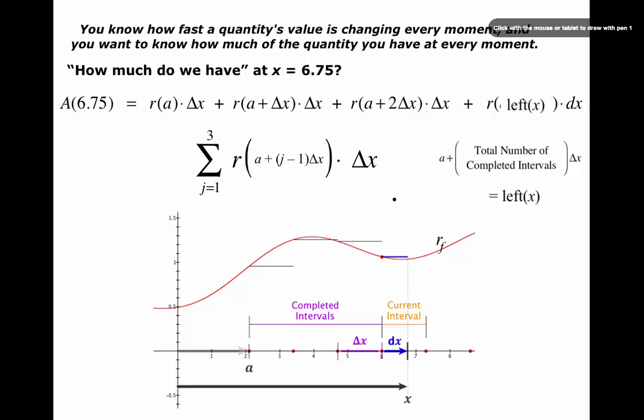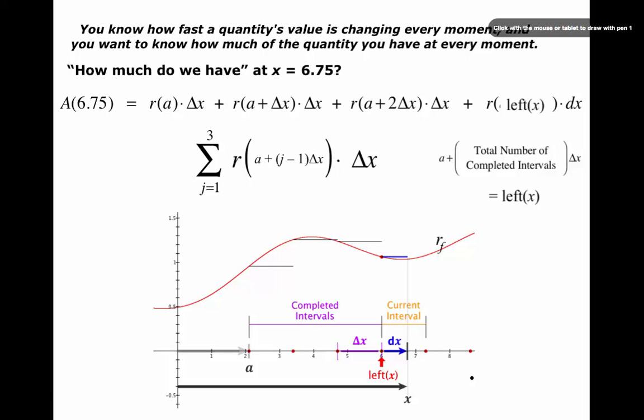That adds a new tool to our diagram. Left x is the left side of the current interval only. We already talked about the left sides of the completed intervals over here. These are not left x. Left x is only the x value at the left side of the current interval. So we will always add all the completed intervals plus a to get left x. A plus total number of completed intervals times delta x is left x.